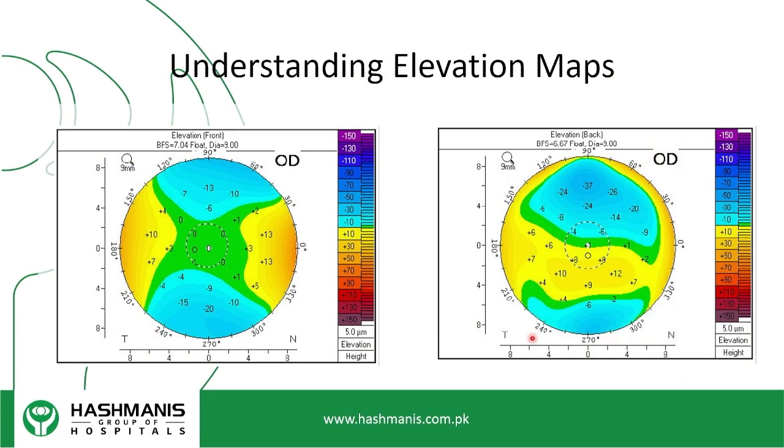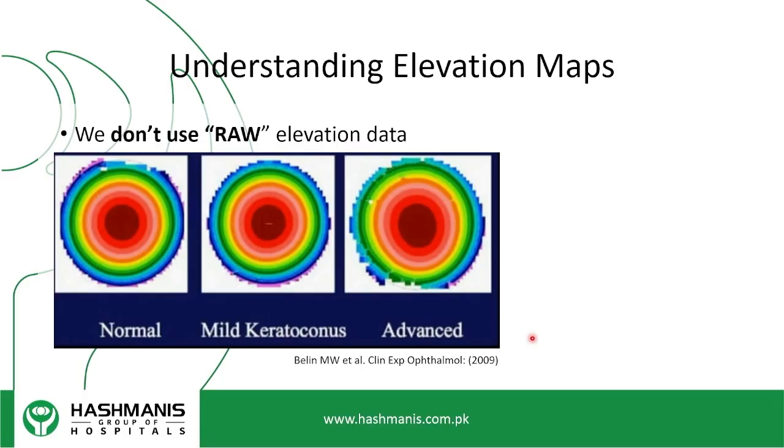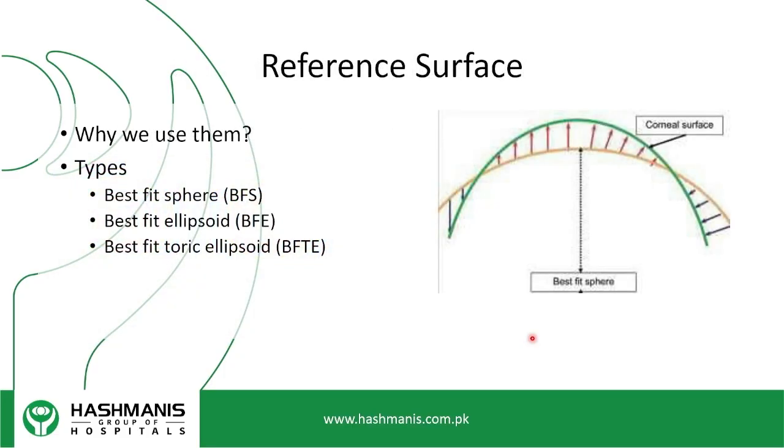Then to understand elevation maps, you have to understand that these are not raw data. So if you look at raw elevation data, your normal to mild to advanced keratoconus is not actually that different. So what do we do? We've borrowed something from geography and we create a reference surface. So those reference surfaces that we've heard of: best fit sphere, best fit ellipsoid, best toric ellipsoid. What does that mean? Best fit sphere has 1 radius of curvature, ellipsoid has 2, and then toric ellipsoid has 3. So all of these are mapped so that your elevation data gets enhanced so you can pick up the cone of the keratoconus.